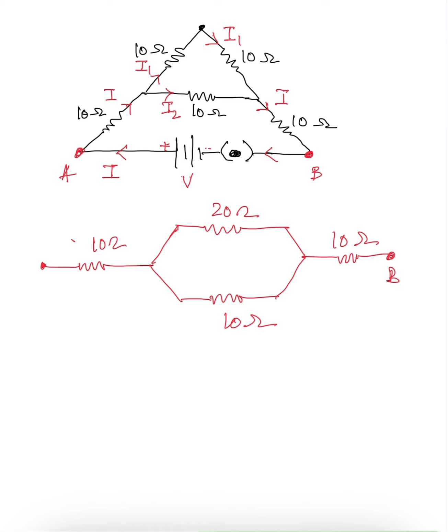Now you can clearly see that these two are in parallel. So if these two are in parallel, how do you find the equivalent resistance when the resistors are in parallel? Simply, if there are two resistances, we can do this quick calculation: 20 into 10 by 20 plus 10. That will give us 200 upon 30, that is 20 upon 3, which is roughly 6.666.